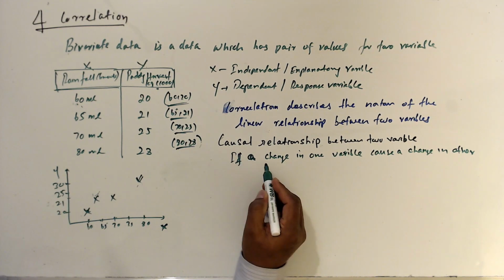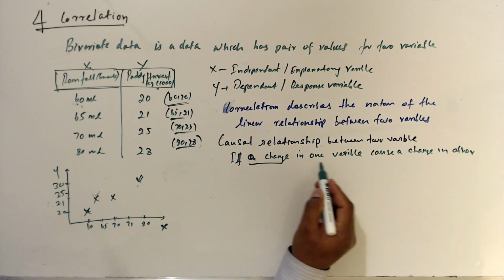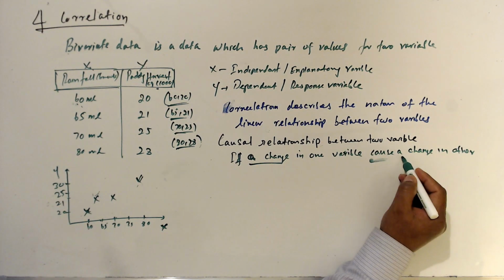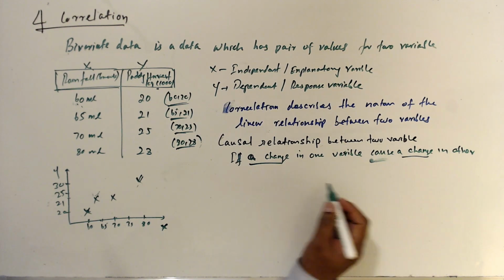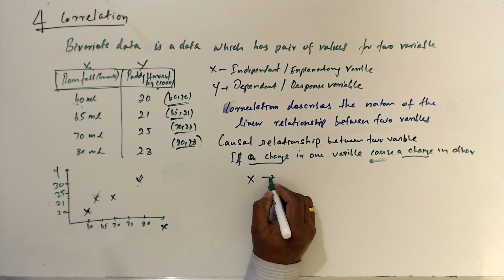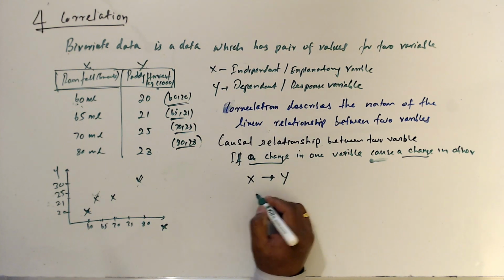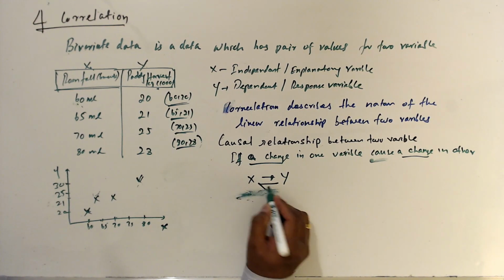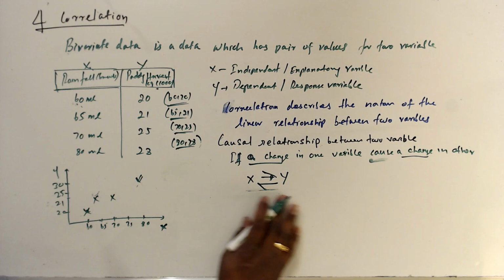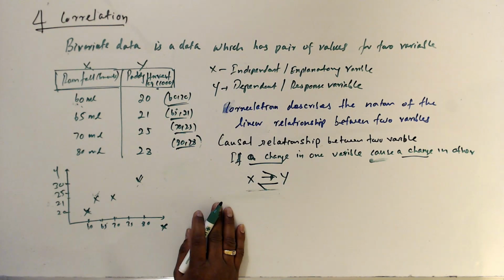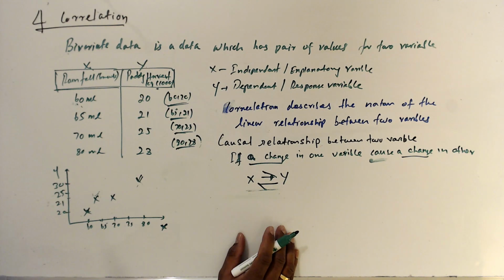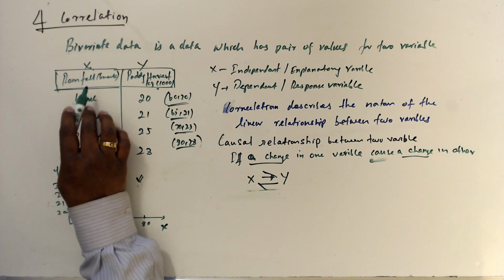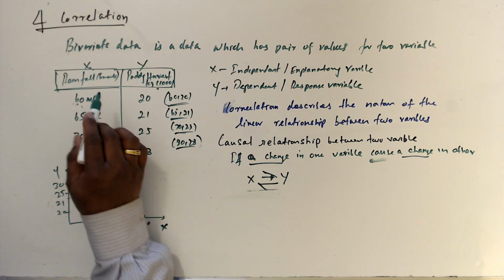So if a change in one variable causes a change in the other variable, it means the x variable changes, then it goes to y, and if the y variable changes, it goes to x. Some variables have this feature, but some variables don't. For example, when you look at this one, x and y, rainfall, right?